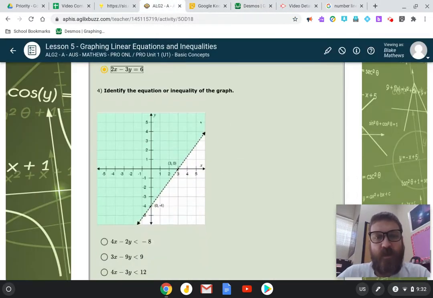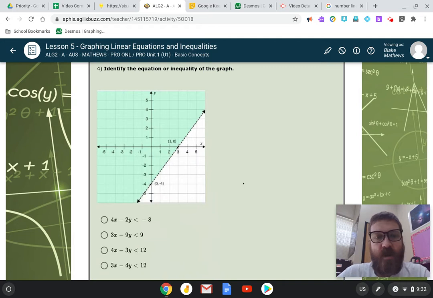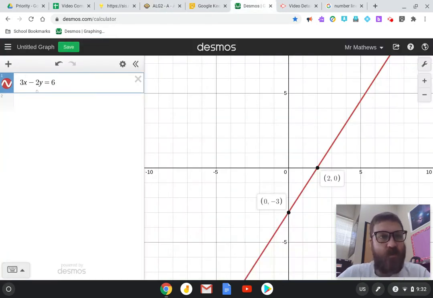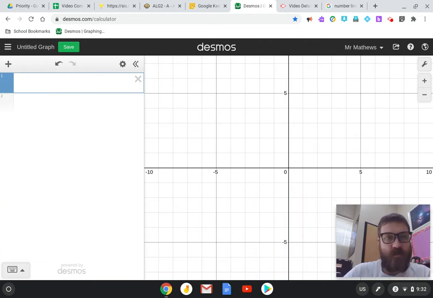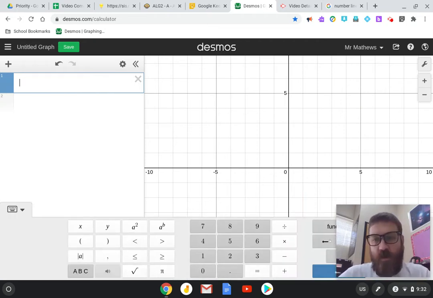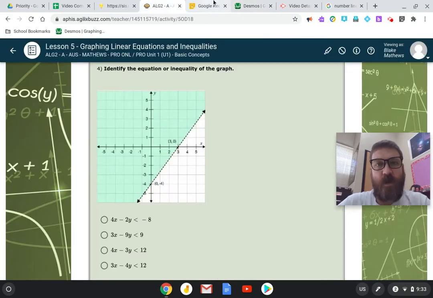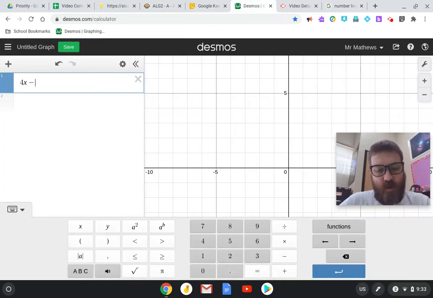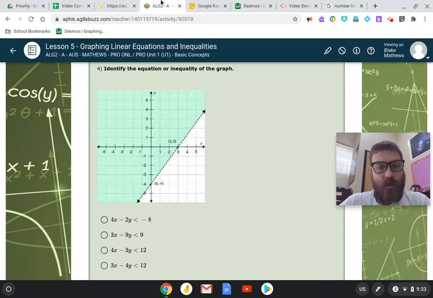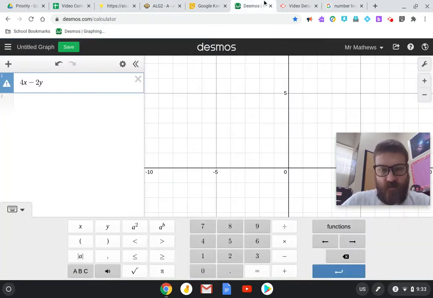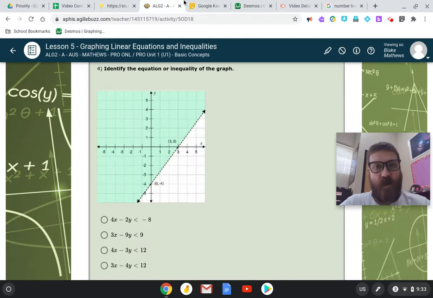Okay, now let's look at the next one. Now this is different. Now suddenly I have shading, this blue shading. Well, the nice thing is that Desmos will do this for you. So let's erase this, and I will show you. These symbols are on the little keyboard down here for you to use. So we're going to do the first one, 4x minus 2y is less than negative 8. Is less than, so I choose this symbol, negative 8. Okay, so now I have the graph.